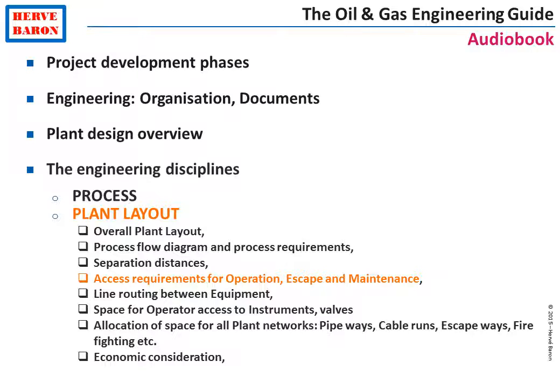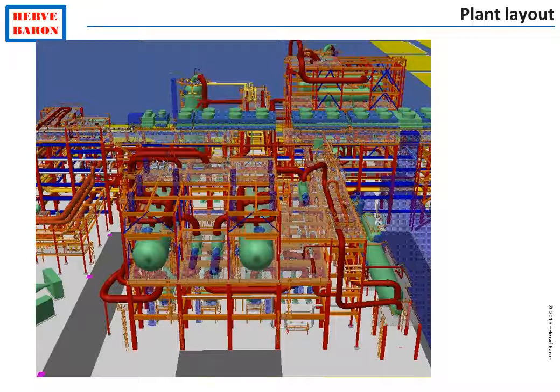Besides process requirements, the equipment layout must take into account the access requirements for operation, escape, and maintenance. These two reactors, for example, are filled with catalyst. Every few years, the catalyst needs to be replaced. Therefore, an access for vehicles needs to be provided to replace this catalyst.